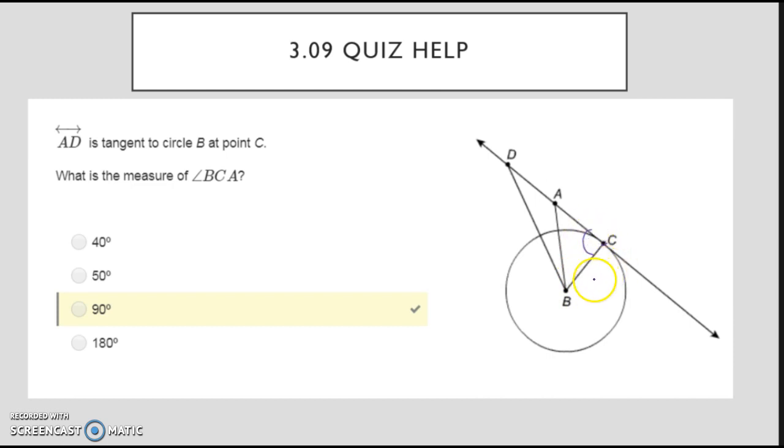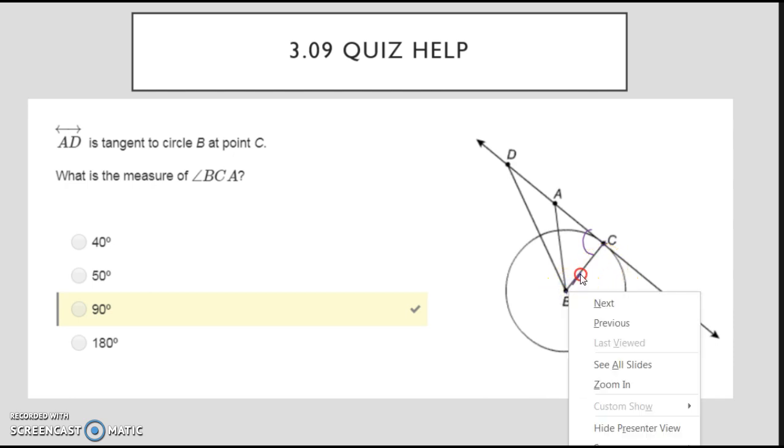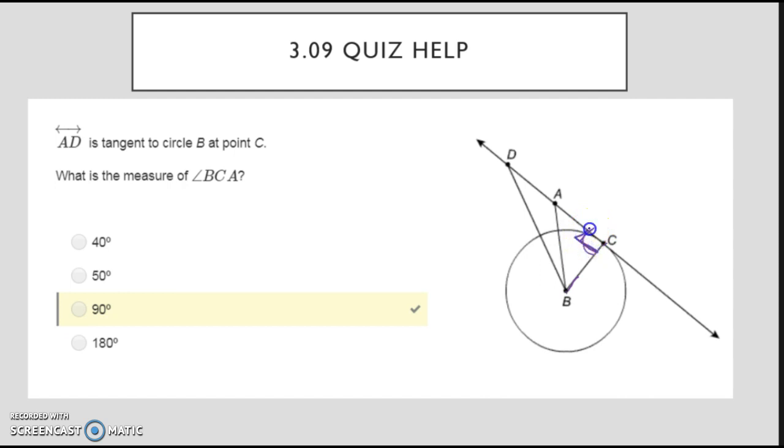Well, there's a theorem that tells us that any radius, notice this is the radius coming from the center B out to the point of tangency, any radius of a circle forms a right angle with any point of tangency on the circle. So that angle has to be 90 degrees, and that's just from the theorem that tells us that any radius in a circle will form a right angle with any tangent line to the circle if it's meeting at a point of tangency.